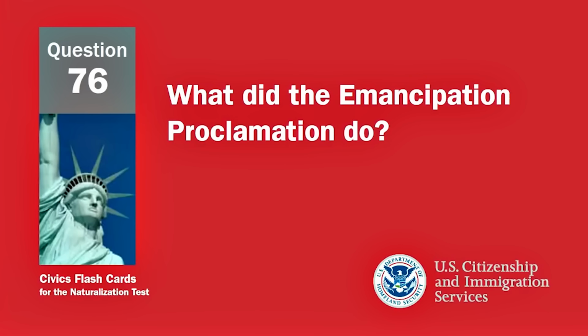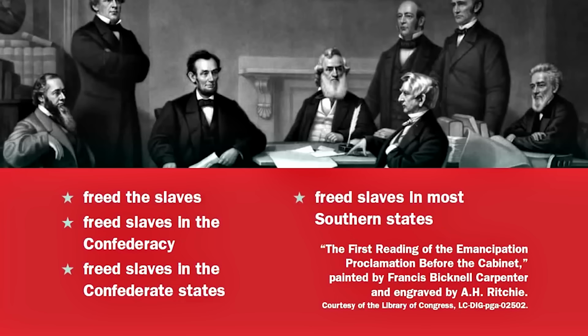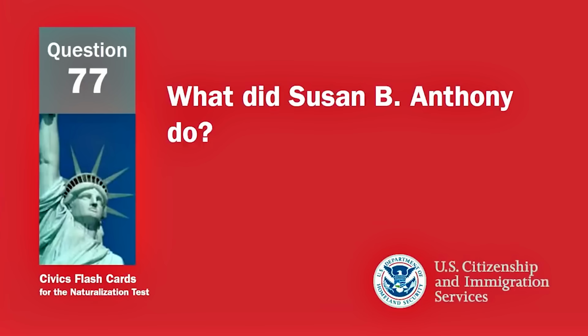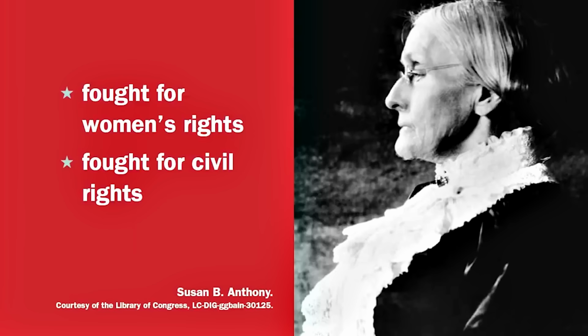What did the Emancipation Proclamation do? Freed the slaves. Freed slaves in the Confederacy. Freed slaves in the Confederate States. Freed slaves in most southern states. What did Susan B. Anthony do? Fought for women's rights. Fought for civil rights.